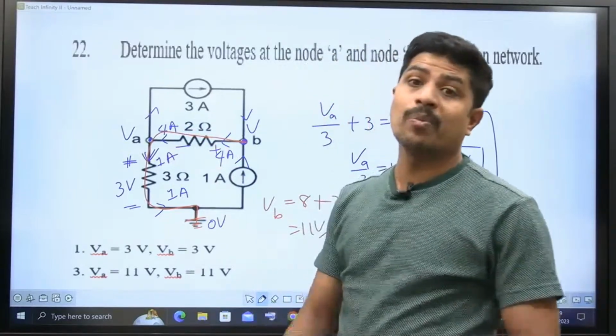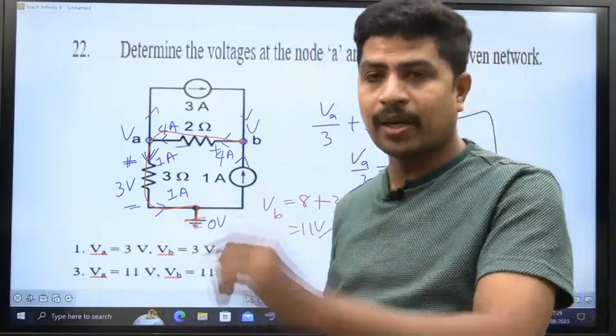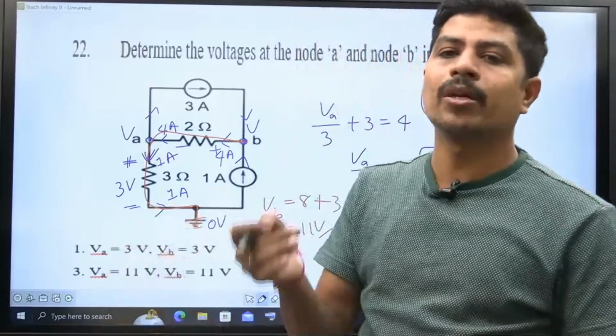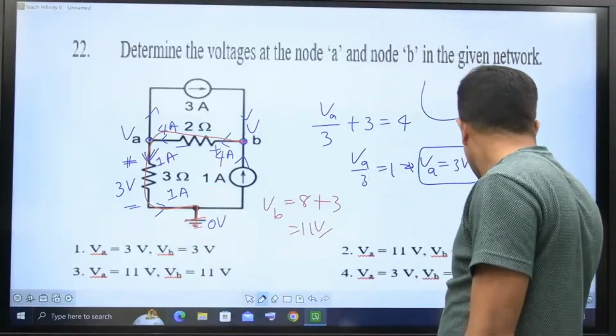In fact, no pen and paper is required for this question. For your understanding, I explained by writing all the equations. Without pen and paper, you can solve it and get 3 volts and 11 volts. Let's go to the next question.